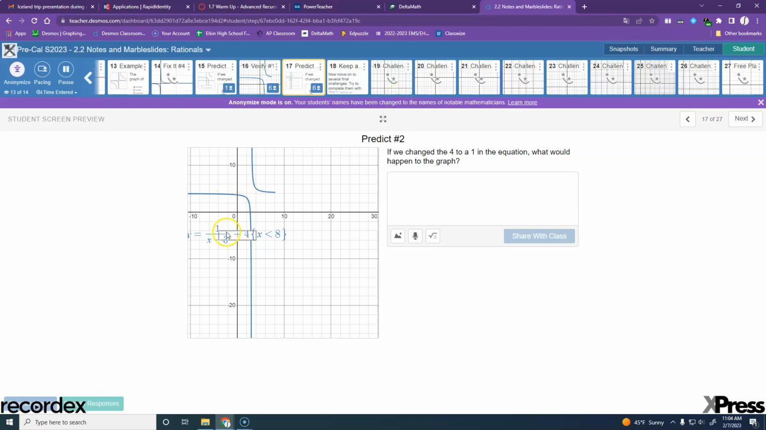Okay, this is a little bit hard to see. This says y equals 1 over x minus 3 plus 4, and then x is less than 8. So this time you're going to tell what's going to happen if you change that 4 to a 1.